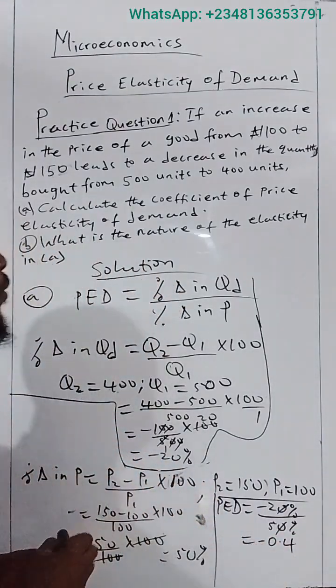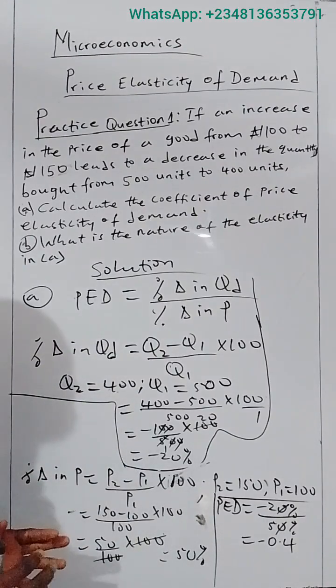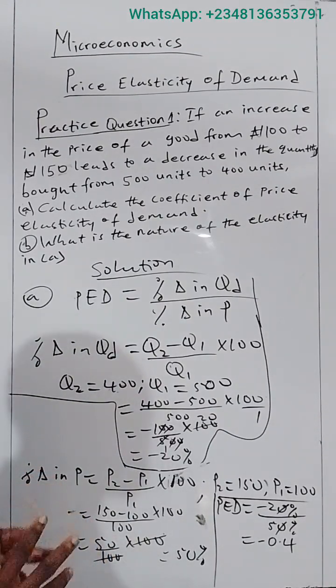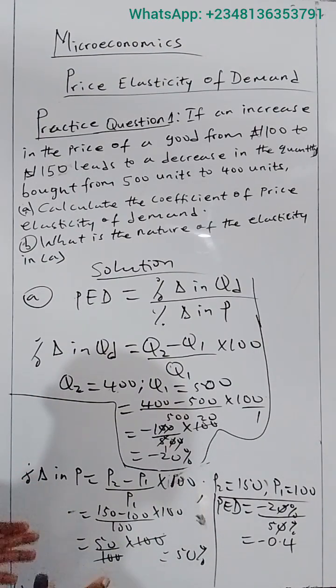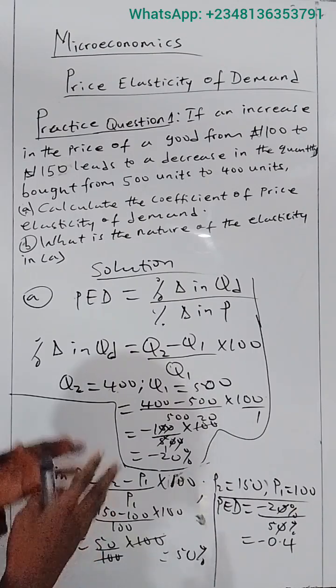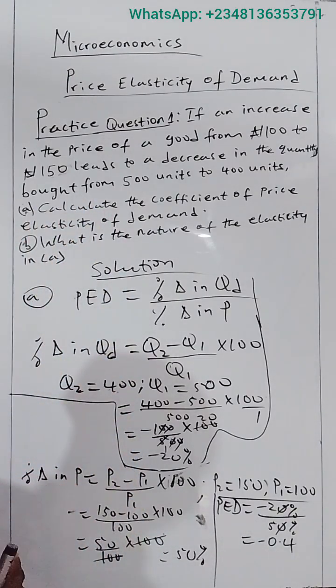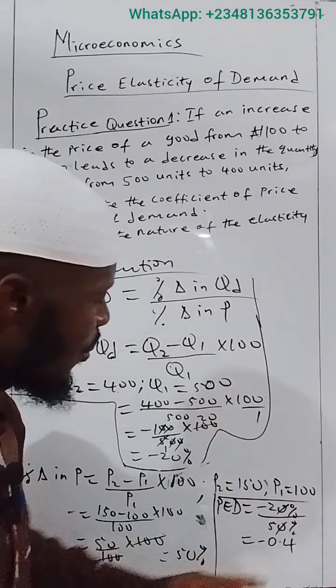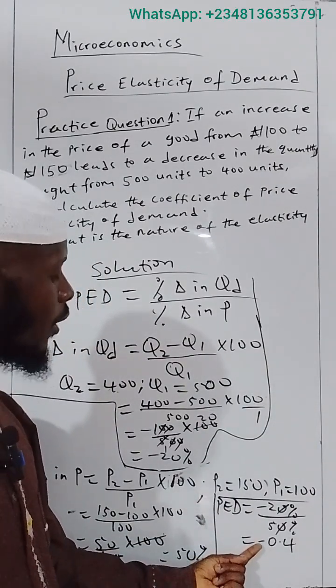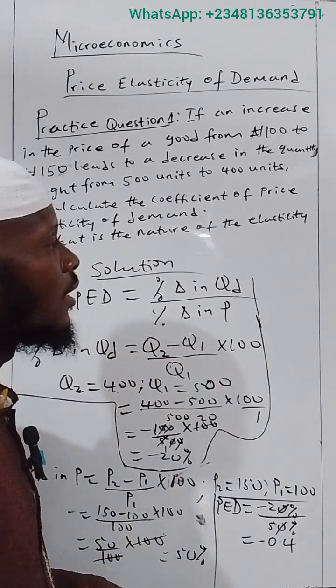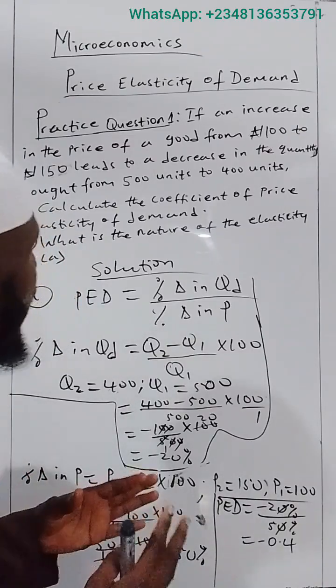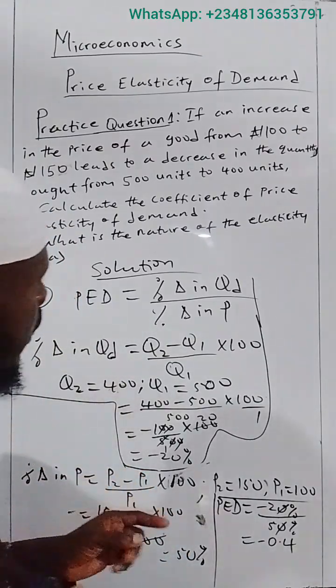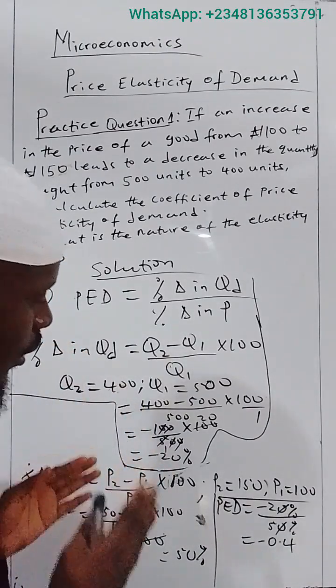Minus 0.4. So for a normal demand curve, the price elasticity of demand is always negative. That negative sign implies that a demand curve has a negative slope. That is, when the price goes up, the quantity demanded falls, and when the price goes down, the quantity demanded goes up. It simply means that this demand obeys the law of demand. When you are dealing with price elasticity of demand, you only see the negative sign as a reflection of the slope of a demand curve.